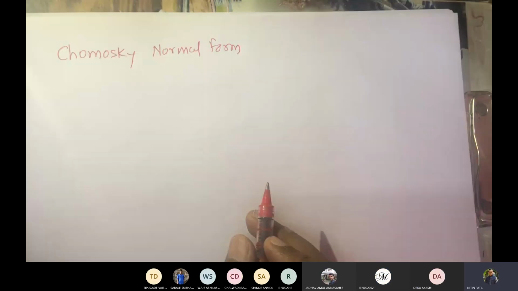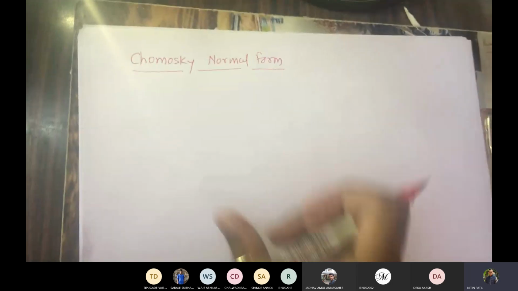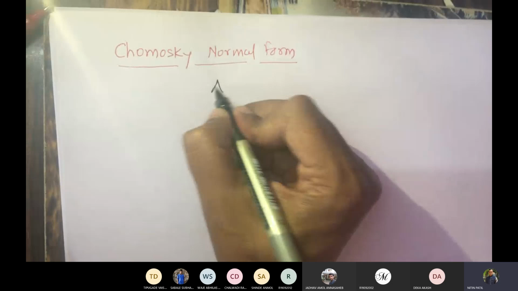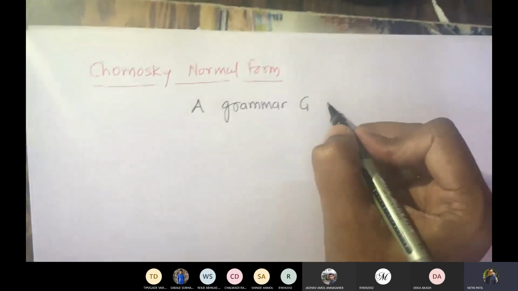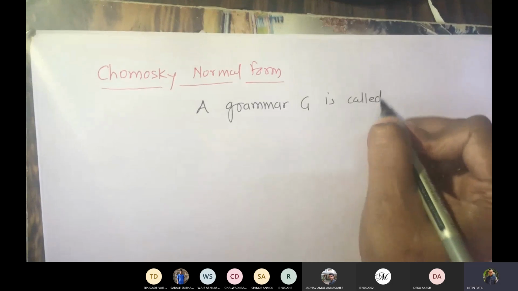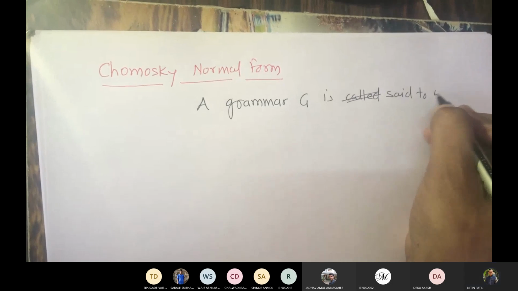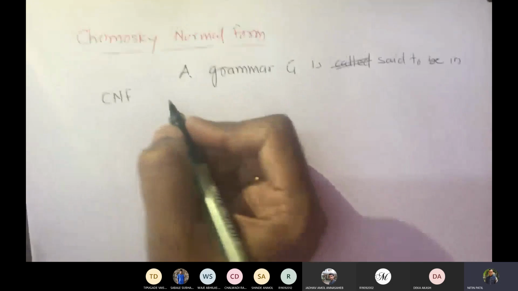So this Chomsky normal form is one kind of mechanism used by most of the compilers internally. Rather, compilers do use some advanced form than this Chomsky normal form. We'll discuss mainly the first thing, called Chomsky normal form. Now a grammar G is said to be in CNF. This is mainly known as CNF.